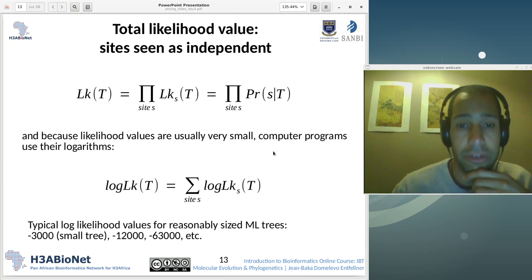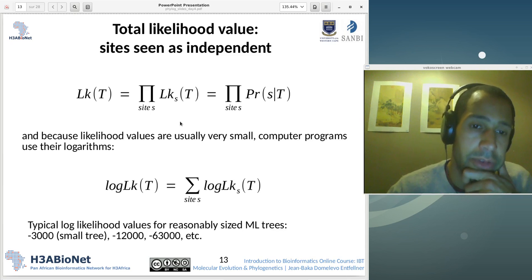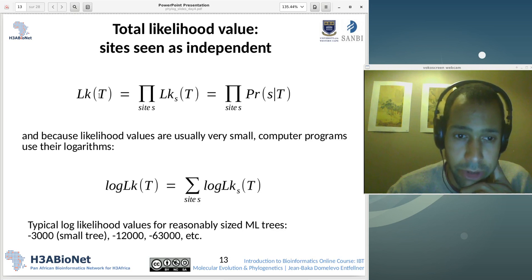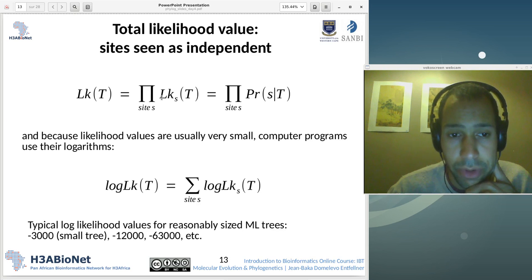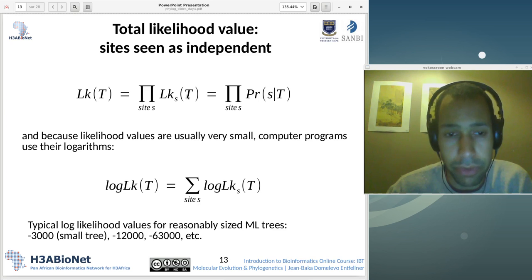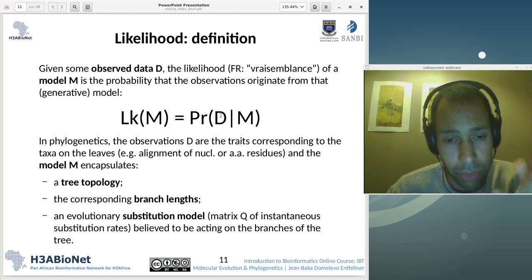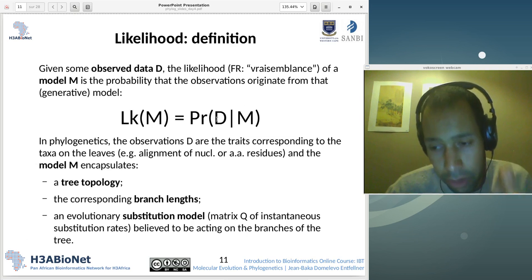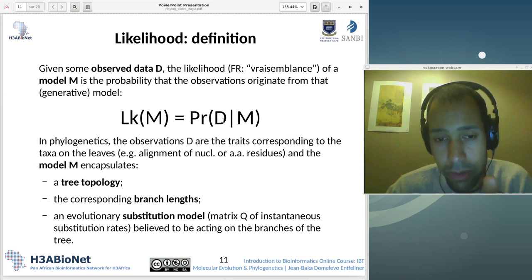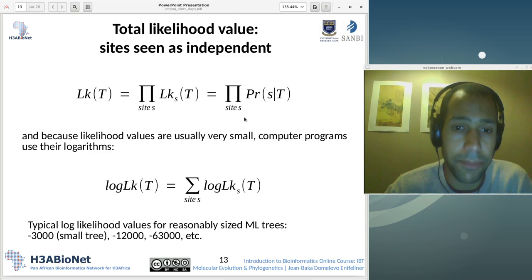So when you see sites as independent, when you make this approximation, the total likelihood for a tree based on data that is an alignment of sites is the product of the likelihoods of the different sites, okay? If you see here, the probability of the data is the probability to have the first site, and to have the second site, and to have the third site, etc.